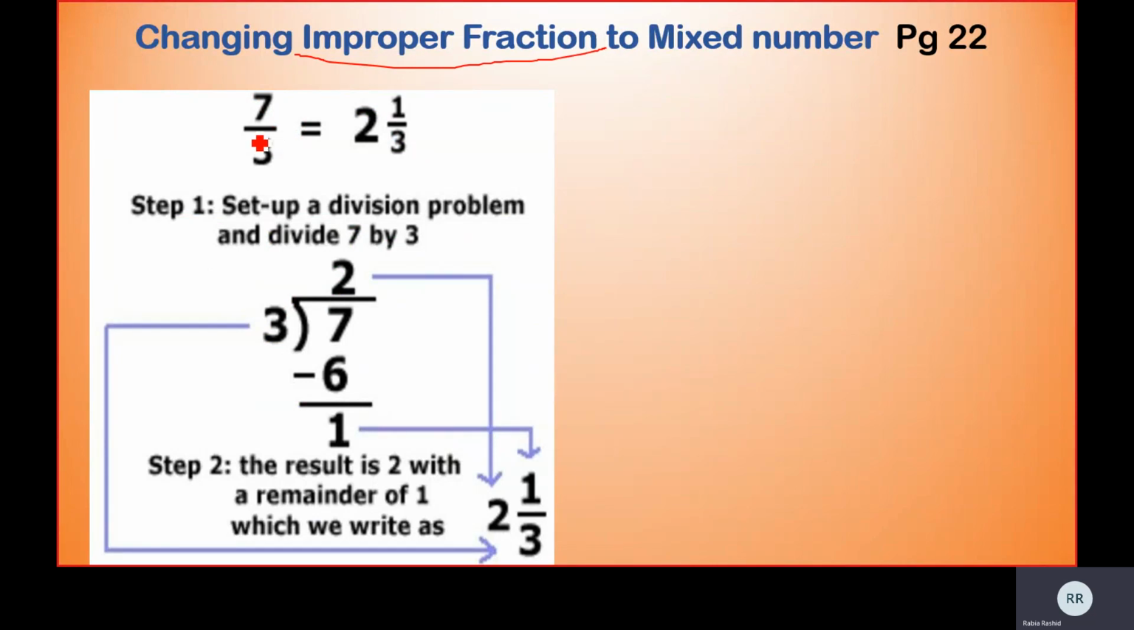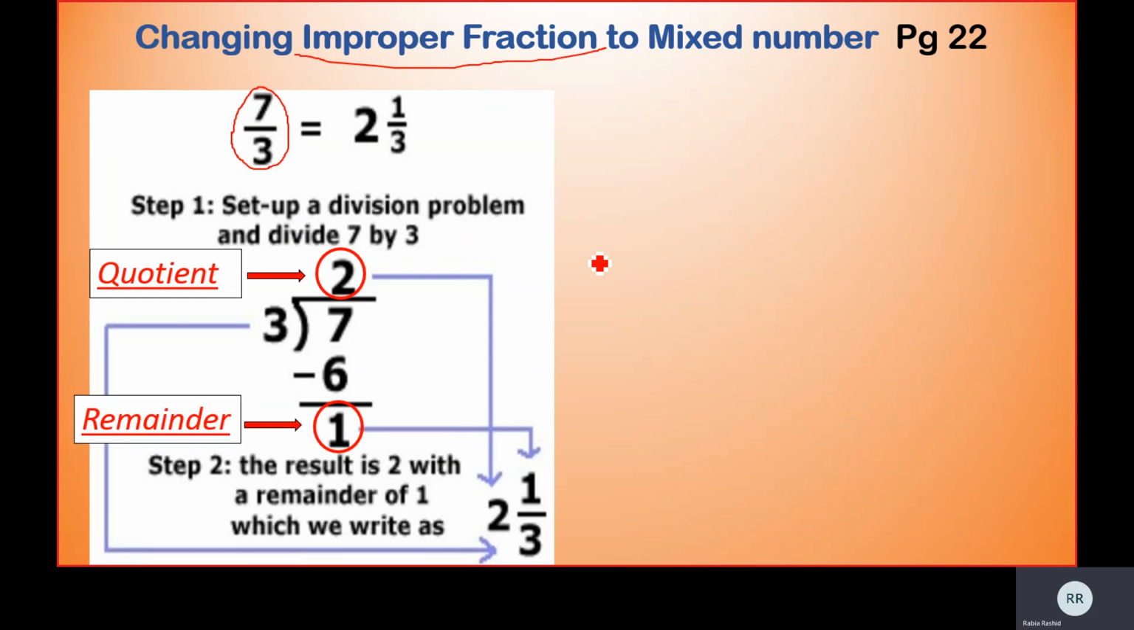Here is an example of 7 by 3. 7 is greater than 3, but 3 cannot divide 7 completely. So when you do the division procedure, first of all you write the 7 inside the bracket and 3 outside. 3 twos are 6, and when you subtract 6 out of 7 you will get 1. So the number on the top is the quotient. The number that comes after subtraction is the remainder. So whenever there is a remainder, we'll write it as a mixed fraction. The fraction starts with the quotient.